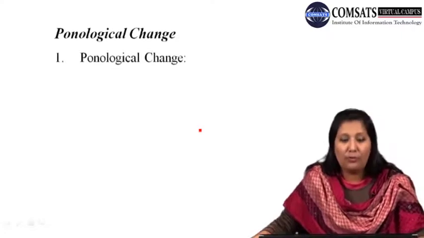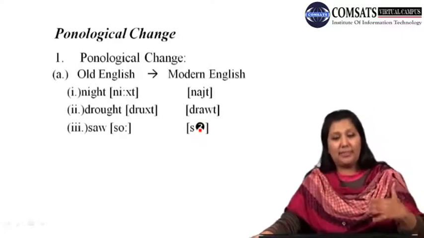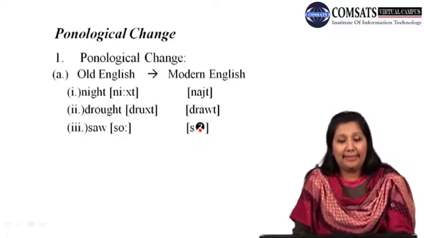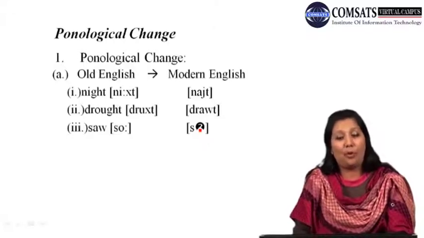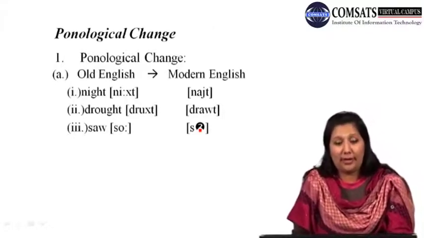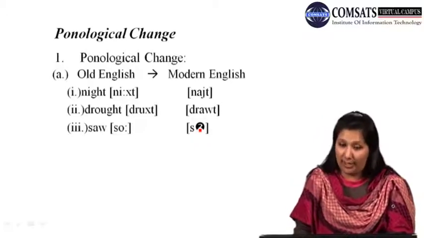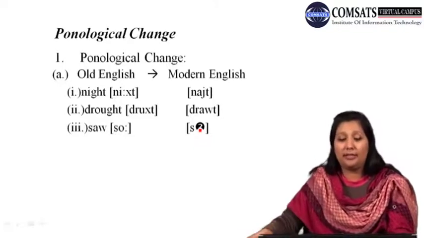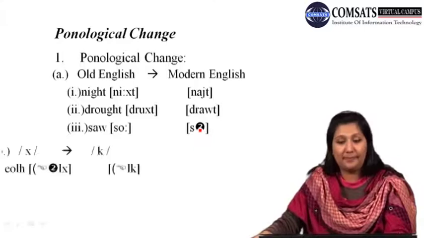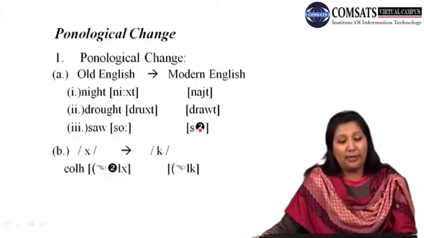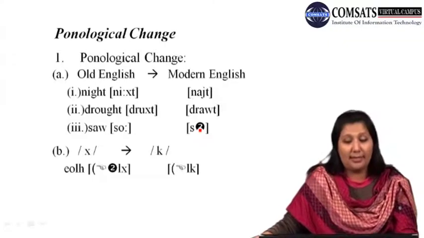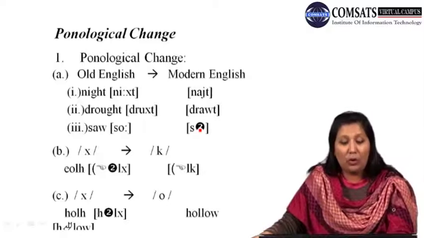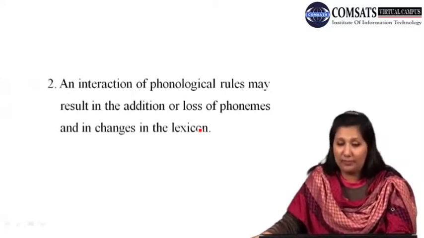Phonological change can be seen in this way. In Old English, the word was "niht", whereas in modern English it is "night". It was "druhte", it is "drought" in modern English. In Old English it was "swa"; in modern English it is "so". There is another word, for example, "lok", and it is "lock". And "hall" and "hollow". These are the two different examples.